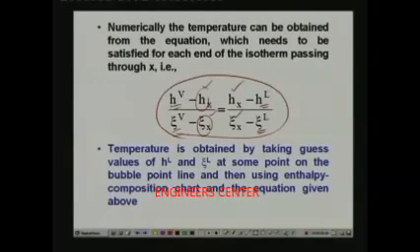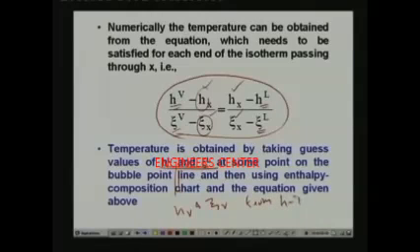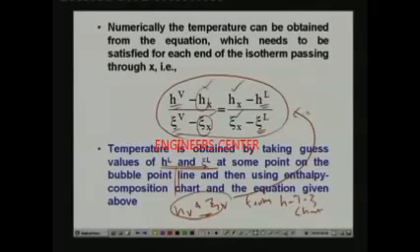So, what we do is initially you assume a guess value of Hl and zeta L, then from the guess value find out Hv and zeta V from your enthalpy composition chart. Okay. Then you substitute these values in this expression, and substituting this you find this value and this value. Okay. And again use these two values to find new values of Hv and zeta V. So, this procedure has to be continued till you get converged values.